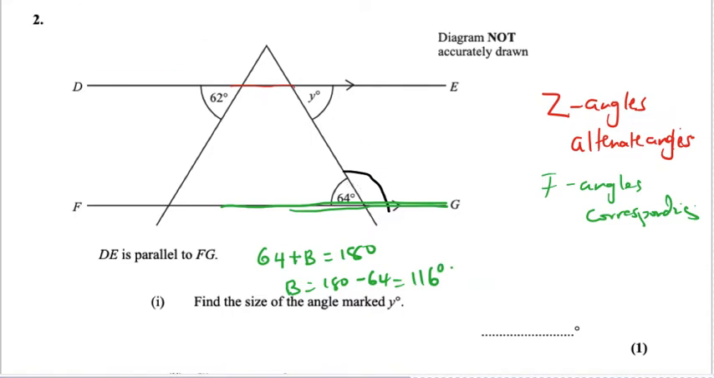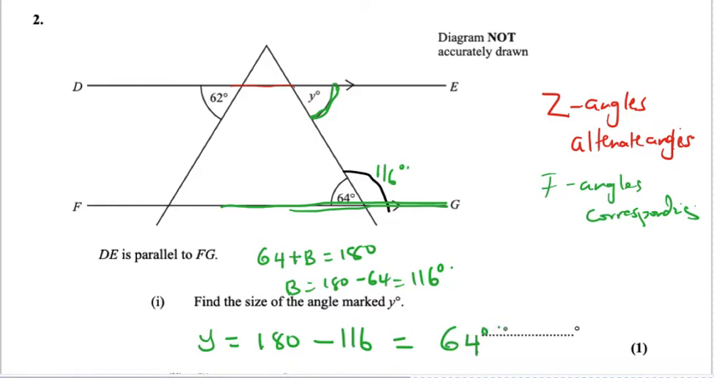So this angle here is 116 degrees. So y will now be, since it is co-interior with 116 and they are both supplementary since they are in an F, we shall get 180 minus 116, and that is how we shall get our y, and the y will just be 64 degrees.